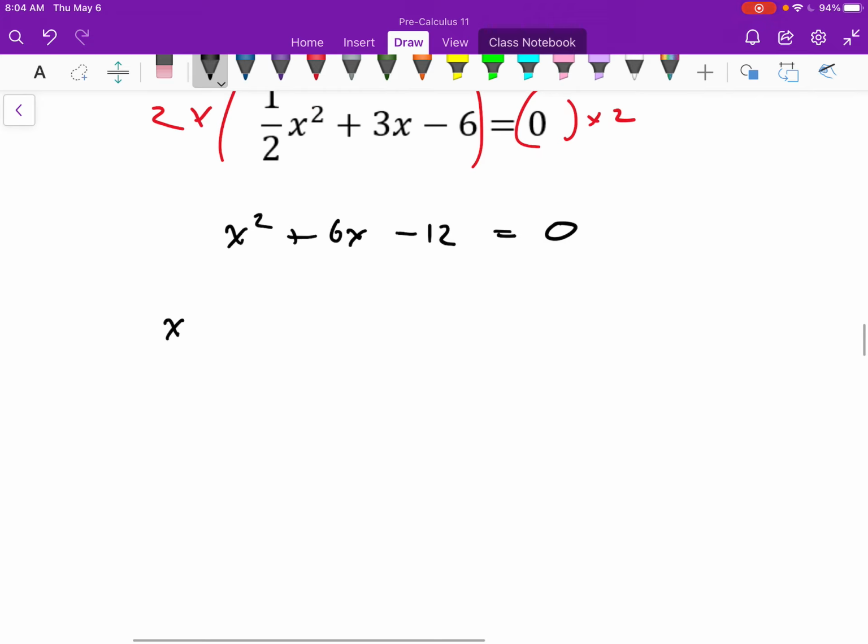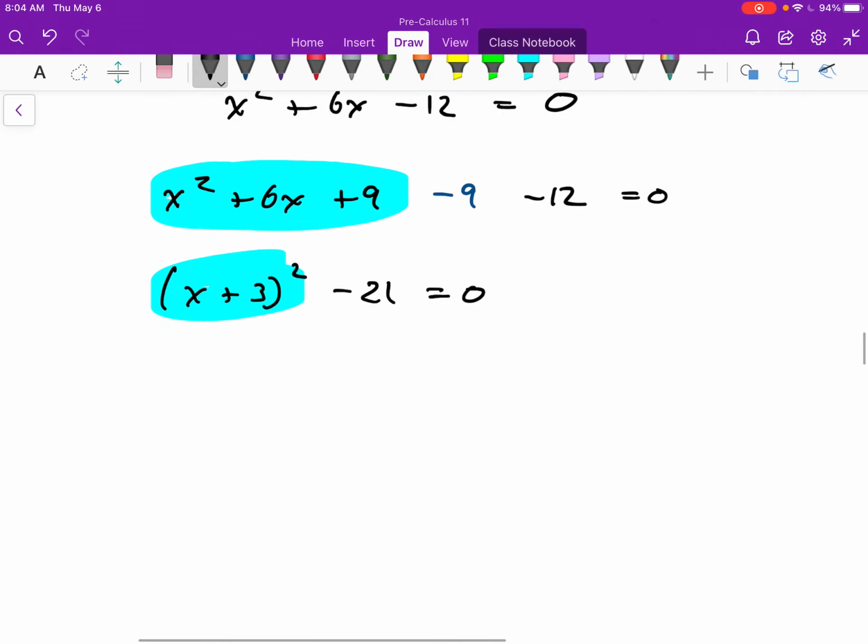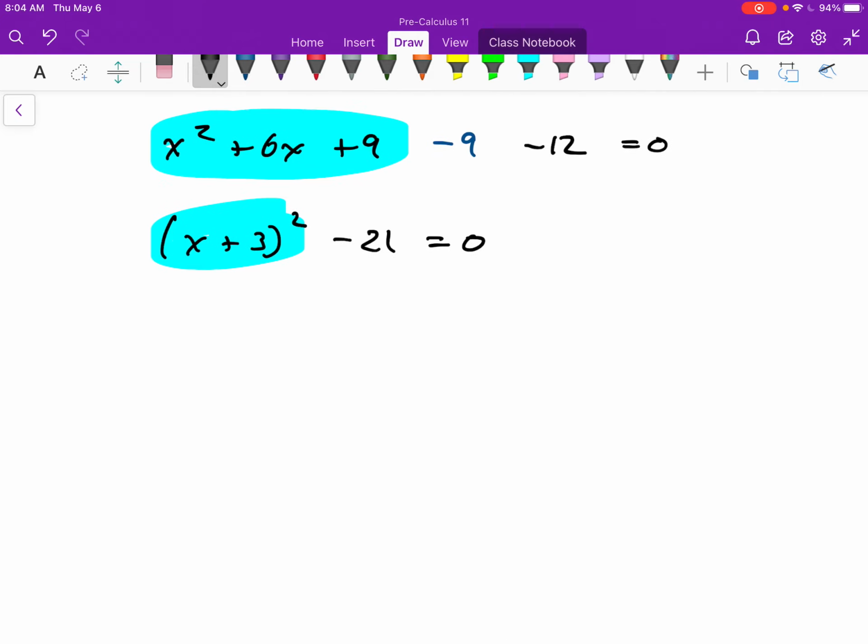So again, give myself a bit of space. Negative 12, no offense, I don't care about it right now. Let's make a perfect square right here. To make it a perfect square, there must be a 9, half of 6 squared, which means I've got to subtract 9. Which means everything you see highlighted in blue must be the same as x plus 3 all squared, minus 21 equals 0. And now I have it in a form that I can solve in a couple of steps.